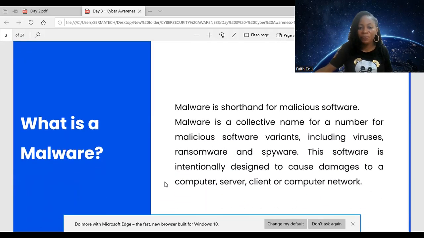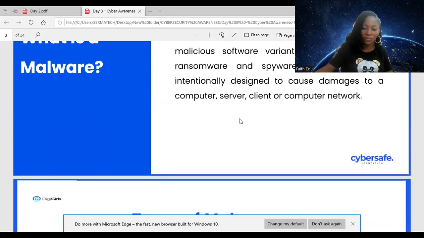What is a malware? Malware is shorthand for malicious software. Malware is a collective name for a number of malicious software variants, including viruses, ransomware, and spyware. This software is intentionally designed to cause damages to a computer, server, client, or computer network.